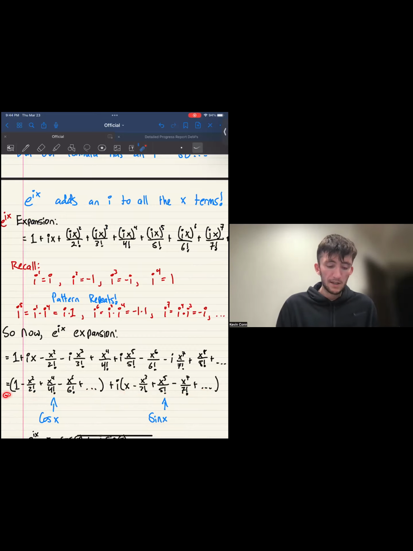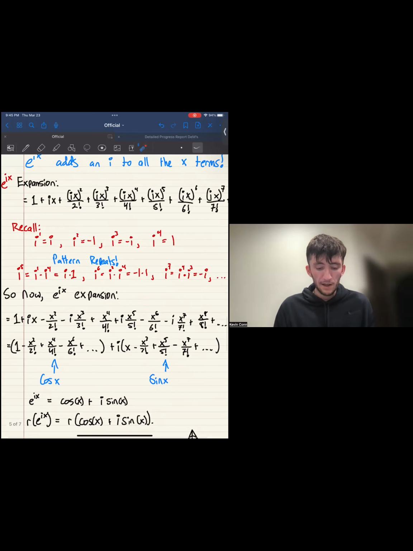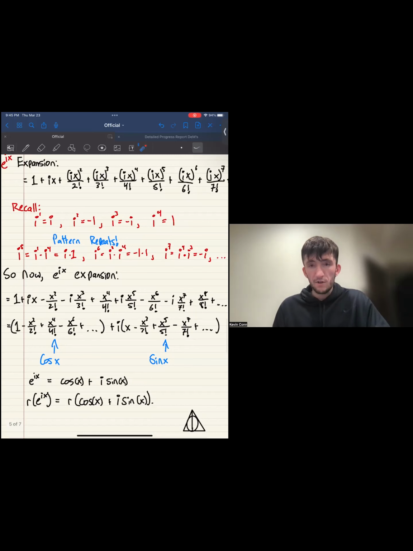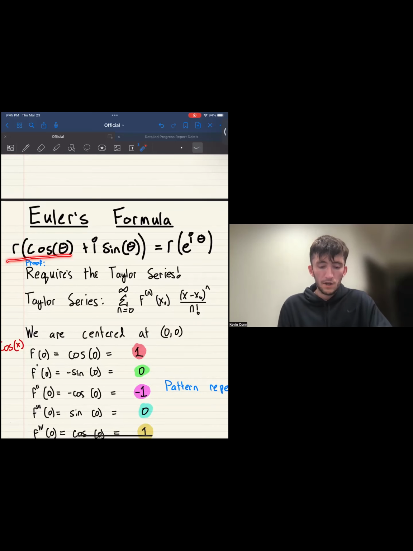And remember, this whole piece is equal to e^(ix). So we can say that e^(ix) is equal to cosine x plus i sine x. And if we just multiply both sides by r, then we have just proven Euler's formula, which says r cosine theta plus i sine theta is equal to r times e to the i theta.